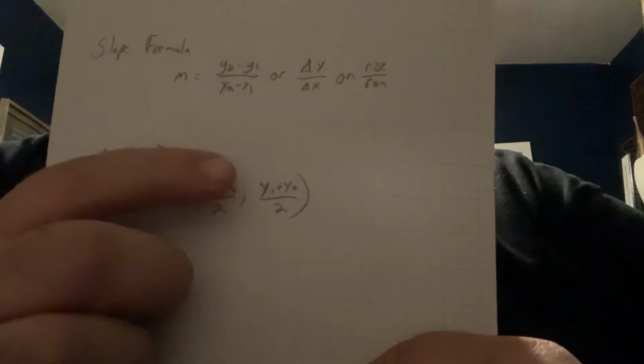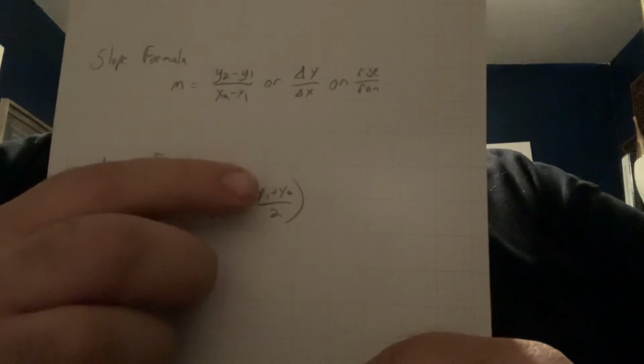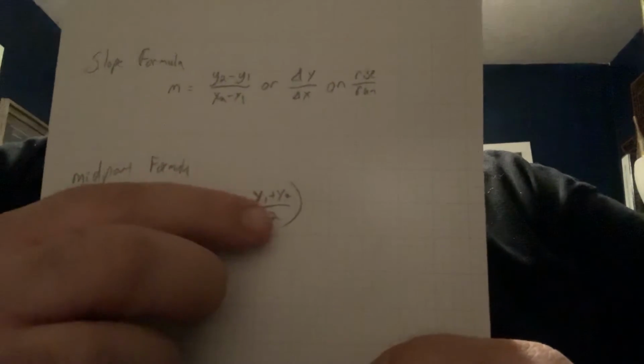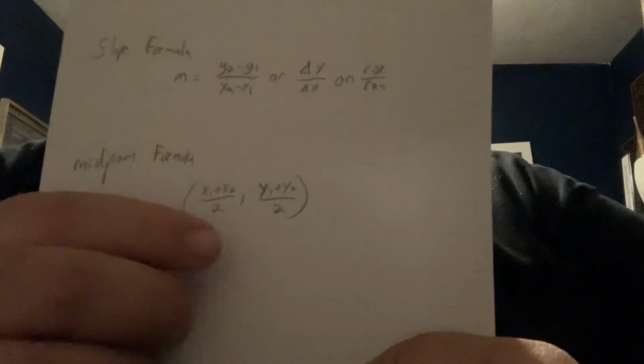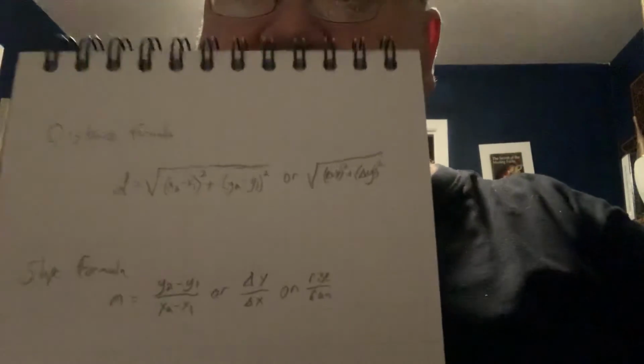So like 3 plus 8 would be 11, divided by 2 would be 5.5. 5 plus 2 would be 7, divided by 2 would be 3.5. So your point would be (5.5, 3.5). All right, so that's the formulas that are on your test.